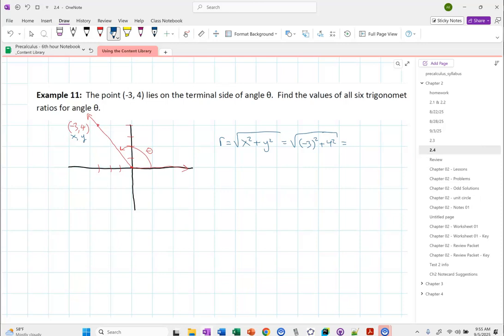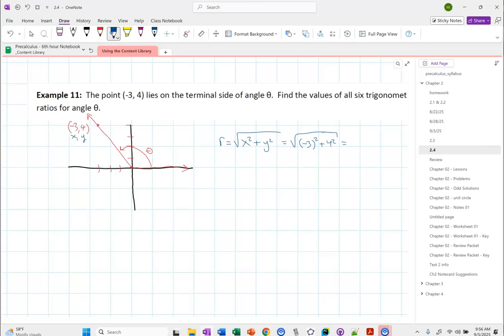If you have a calculator with you, I'd like you to try typing in the square root of -3 squared plus 4 and press enter and see what you get. Because this is a place where I see students frequently have trouble getting things into their calculator correctly and getting the right response out of it.